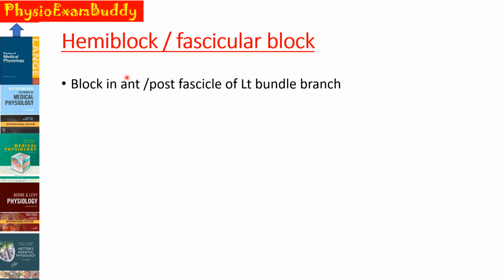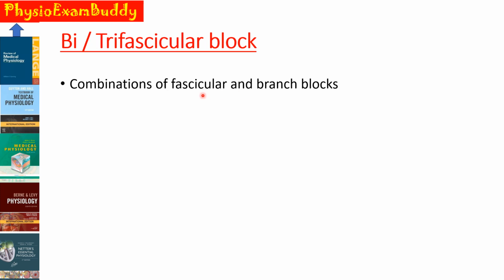Next is about the hemiblock or fascicular block. That is, block occurs either in the anterior or posterior fascicle of the left bundle branch. And it can be either bifascicular or trifascicular block, that is a combination of fascicular as well as branch blocks.